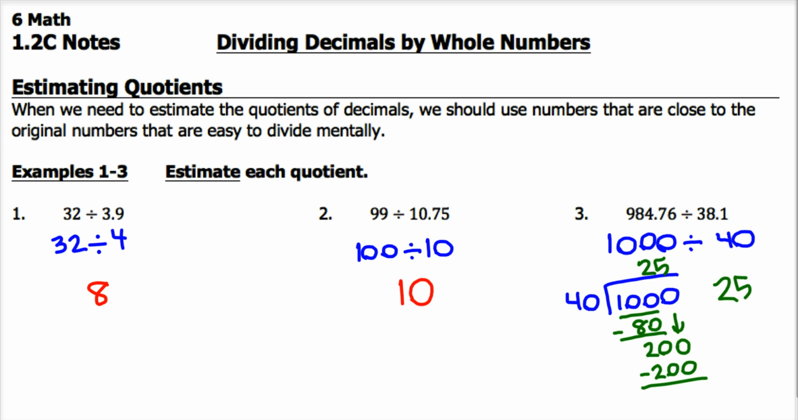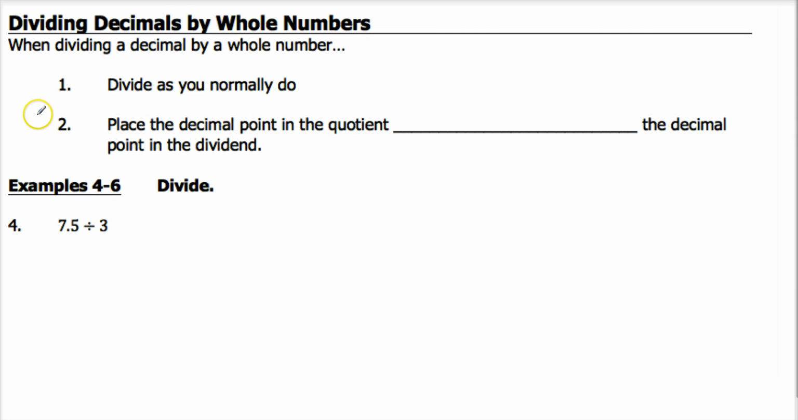Okay, so now we're going to move away from estimating to getting some exact answers when dividing decimals by whole numbers. But just like we did when we were multiplying, we're going to use these estimating skills to try to make sure that our answers make sense. Okay, so when you're dividing decimals by whole numbers, it's basically the same as what you normally do with long division. In your answer though, and again the answer to a division problem is the quotient, you want to make sure that you place the decimal point in your answer directly above the decimal point in the dividend.